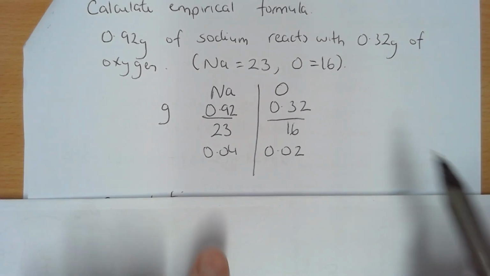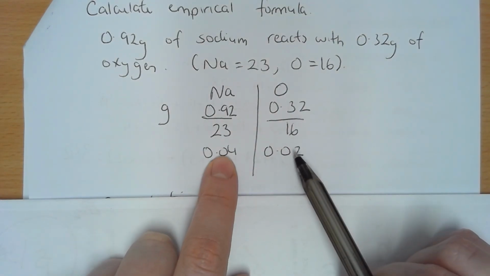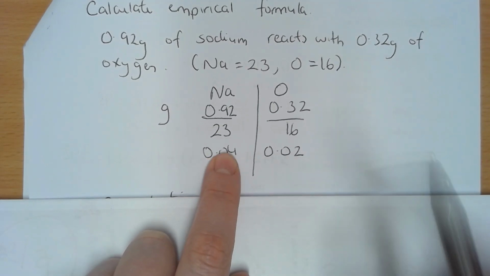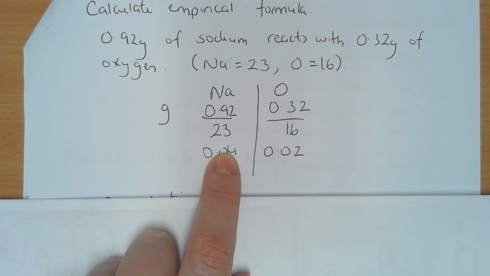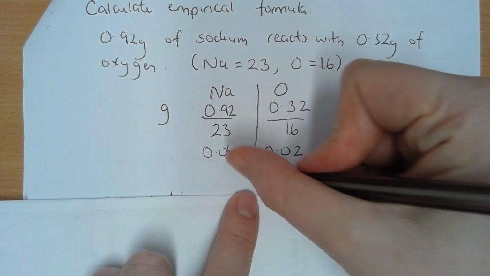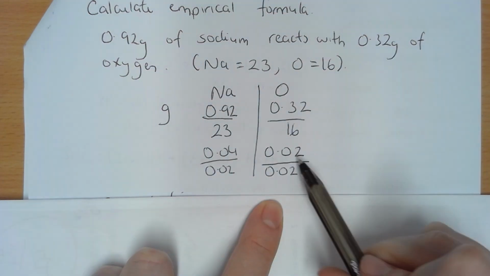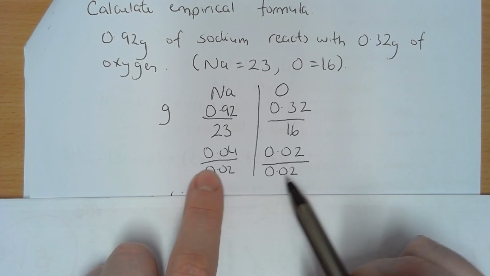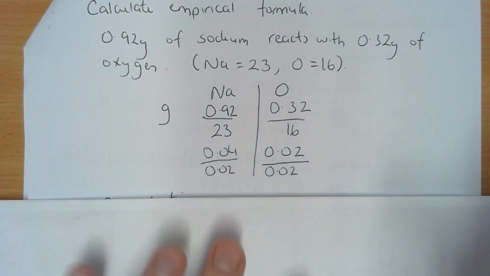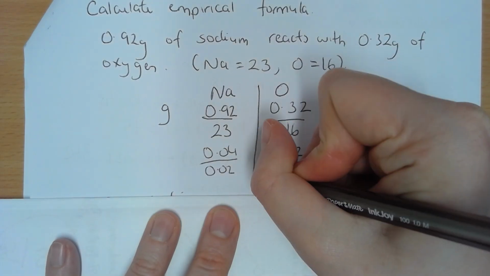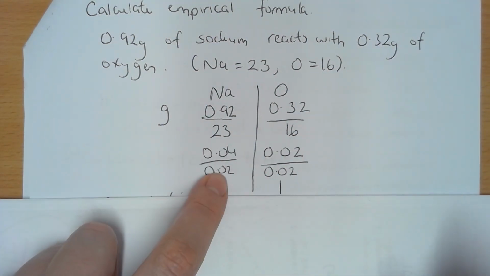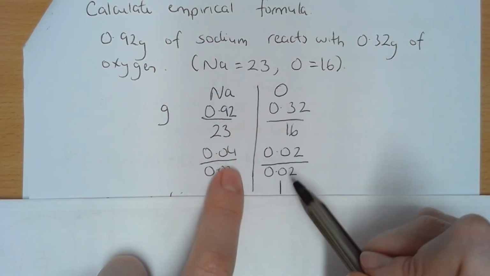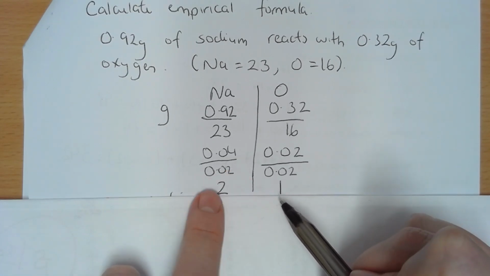To do that, I look at the 2 numbers and ask myself which is smaller. 0.02 is smaller than 0.04. That means I divide both numbers by 0.02. Okay, so whichever one is smaller, you divide everything by the small number. When I divide it by itself, I get 1. When I divide 4 by the 2, I get 2. So I've got the same ratio, I've just gotten rid of all the decimals. I've now got a 1 and a 2.